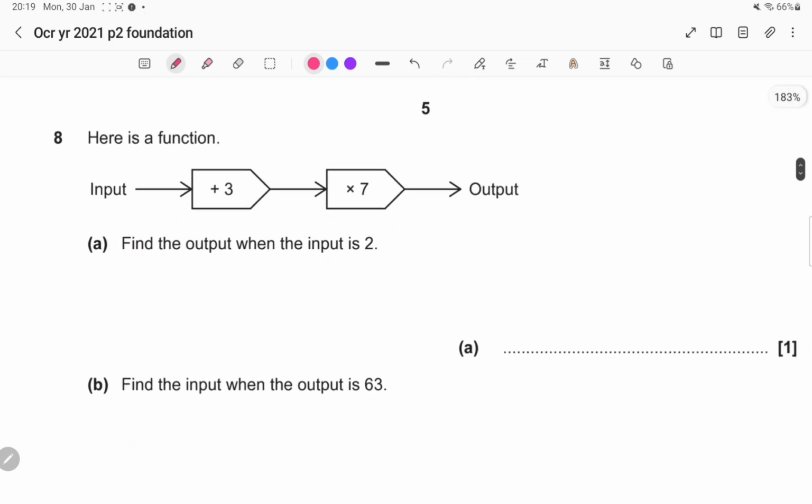Question number 8. Here is the function: input, then you add 3, then you multiply by 7, and then you have your output. Find the output when the input is 2. Part A, you need to find the output when the input is 2. If I am inputting 2, the first thing I need to do is add 3. So 2 plus 3 is 5. On this arrow, I'll have my 5. I need to multiply by 7 to get my output, which is 35.